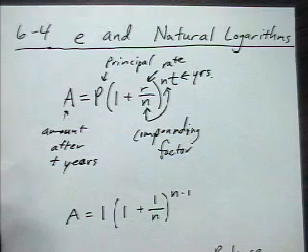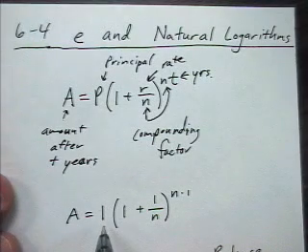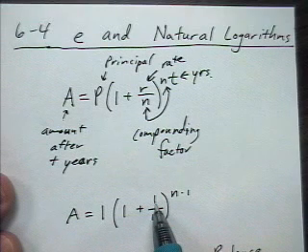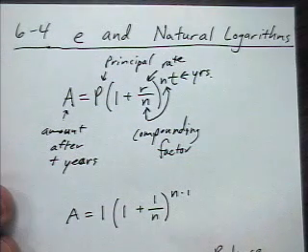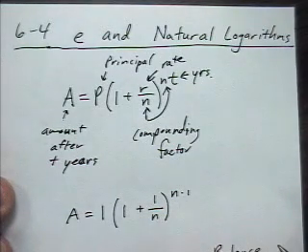Now, let's suppose, for instance, you were bored, and you thought, hey, it would be kind of fun if I thought about investing $1, that's right, $1, at 100% interest rate, that's 100%, for 1 year. And then changing the compounding factors and see if that makes any difference. I know, you would be excited. But there was a real guy who did that.